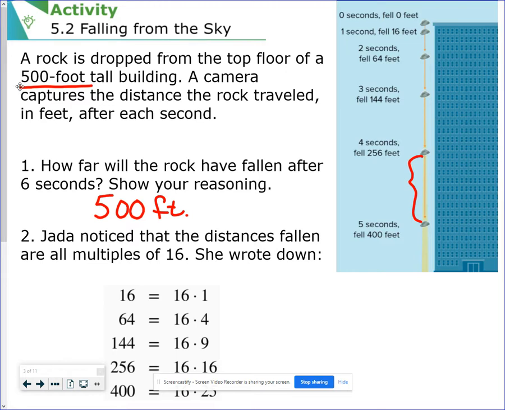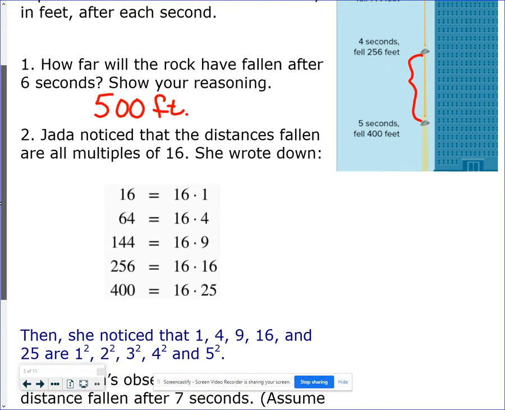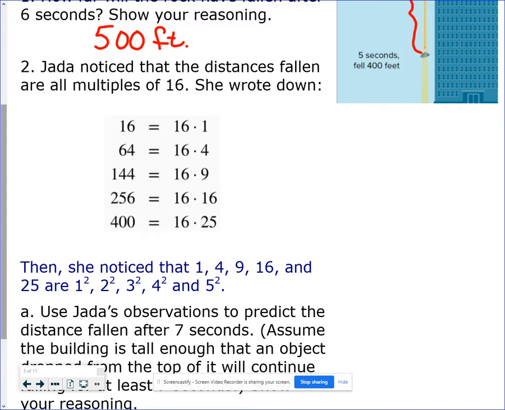So Jada has been working on this, and she notices a pattern here. She notices something about the numbers. So the first second, it falls 16 feet and then 64 feet. So we've got all those numbers up here. And she noticed that, like I said in the table, all of the numbers are divisible by 16.